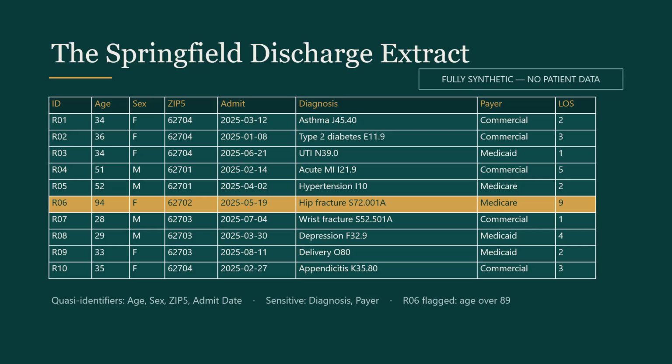Non-identifying, length of stay, with an asterisk we will remove later, because an extreme length of stay is itself an outlier signal. 2 teaching flags before we compute anything. Record R06 is 94 years old, and every age above 89 is its own identifier category under the safe harbor list, so that row is already flagged before we do any statistics. And admit date is a field safe harbor would strip entirely, which is precisely why an expert determination exists, to keep it and prove the keeping is safe.